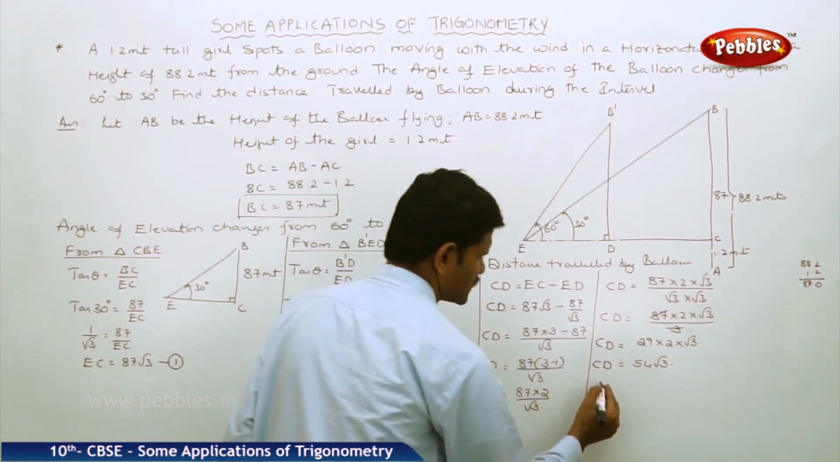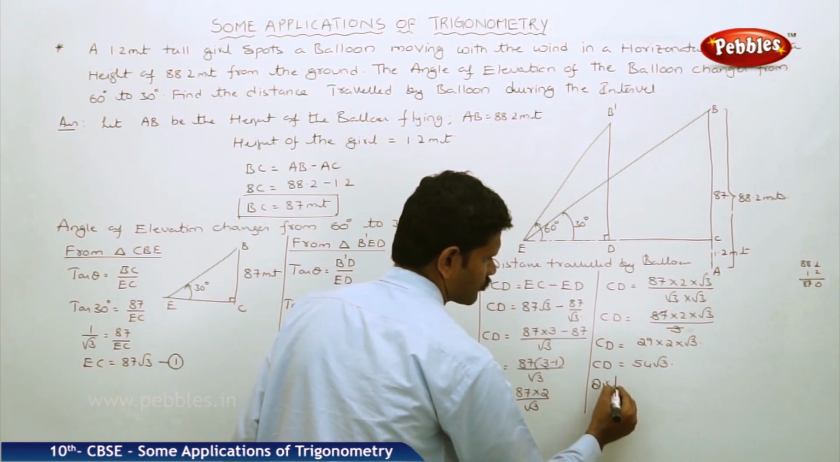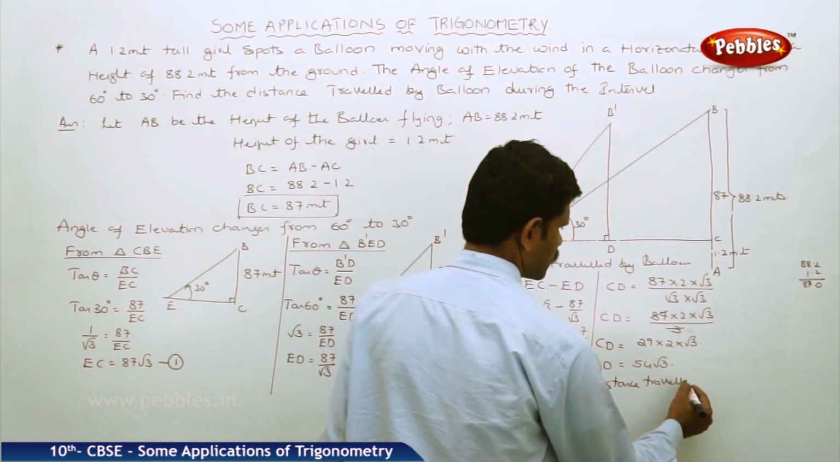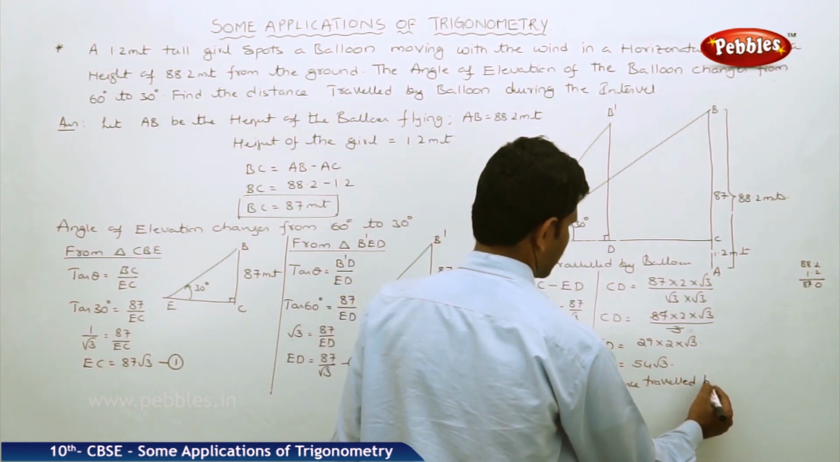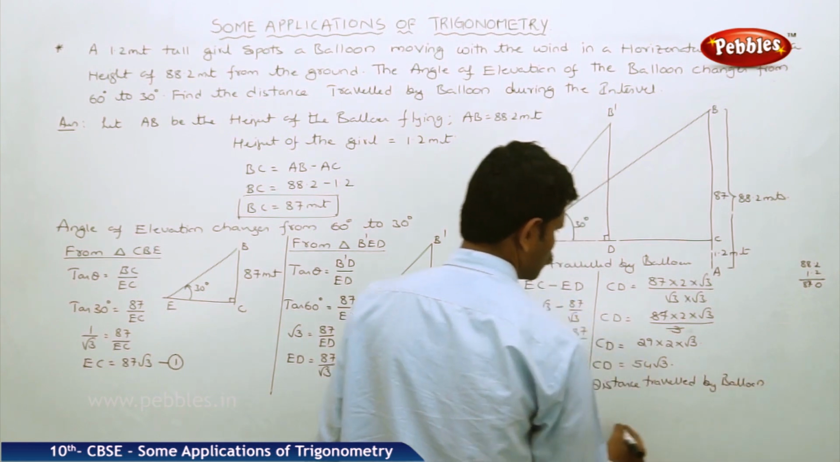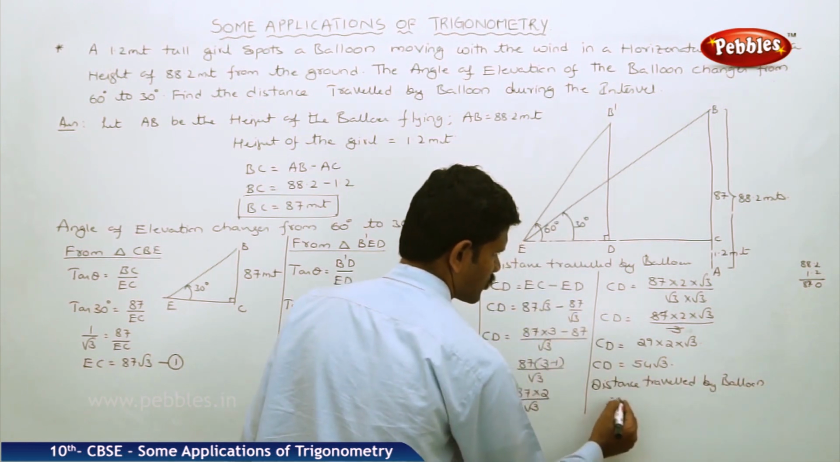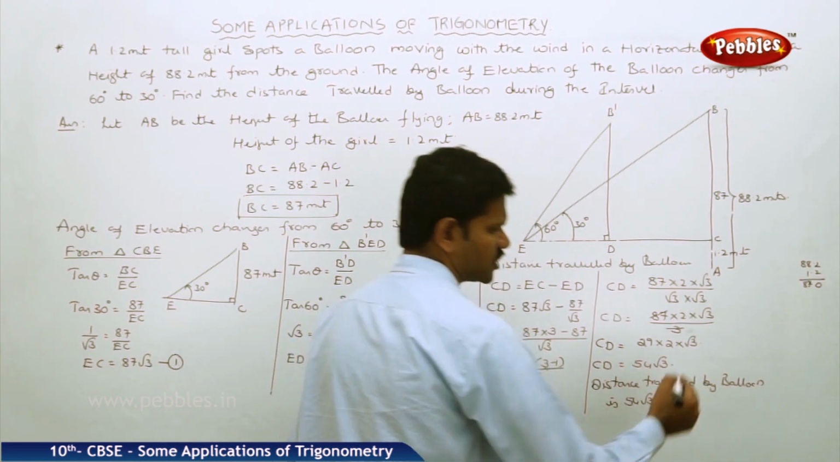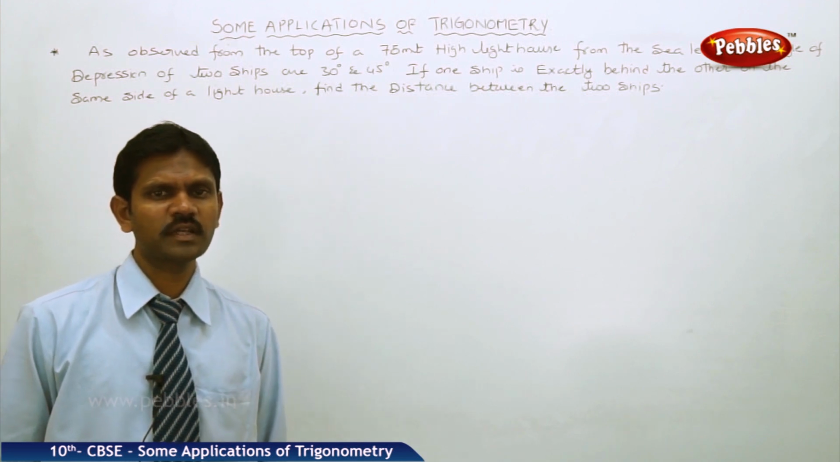Therefore, the distance travelled by the balloon is 54 root 3 meters. Let us follow the next example.